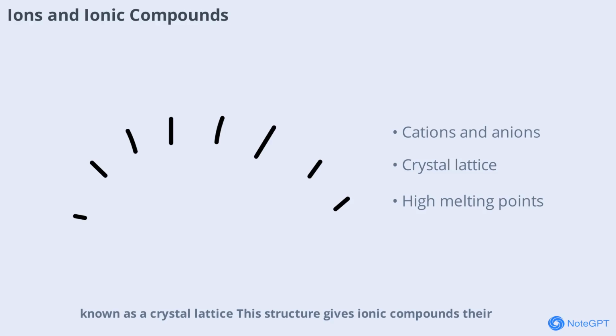as a crystal lattice. This structure gives ionic compounds their characteristic hardness and high melting points. Understanding ions is key to grasping how ionic bonds work.